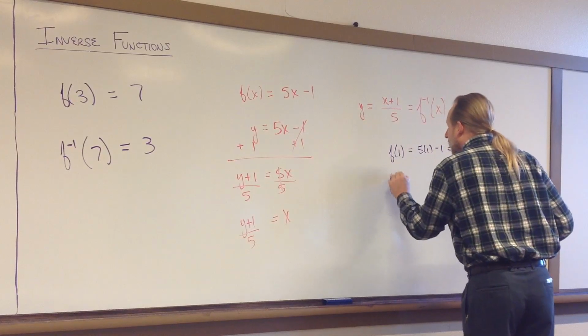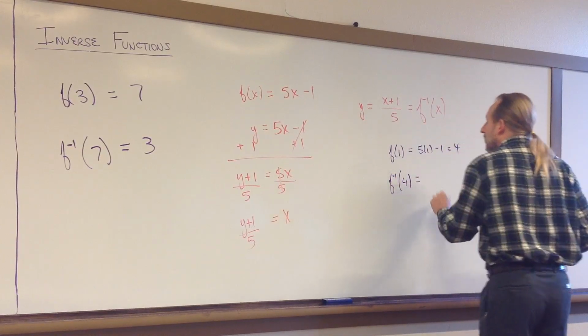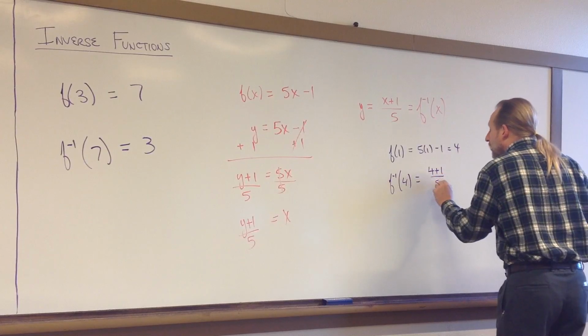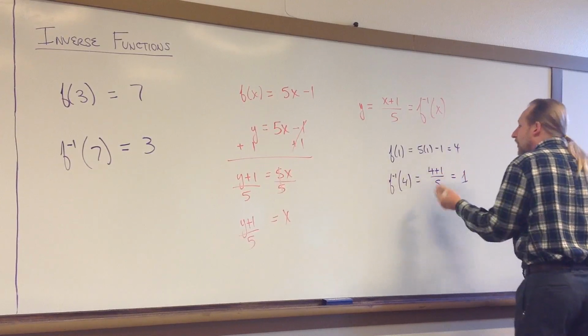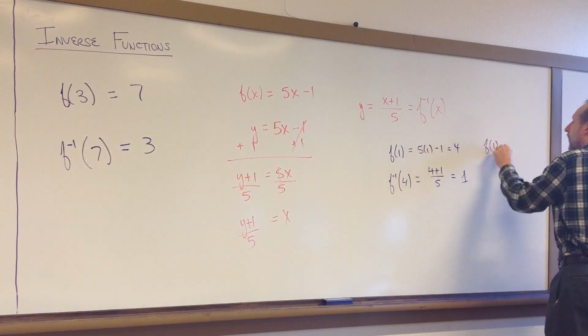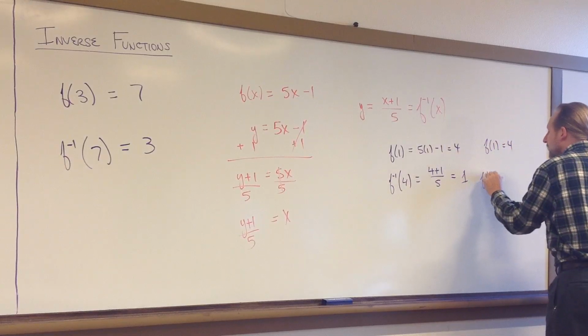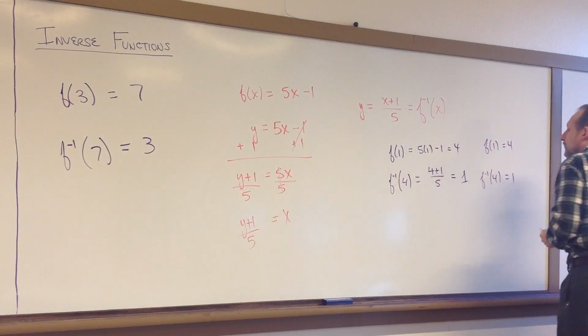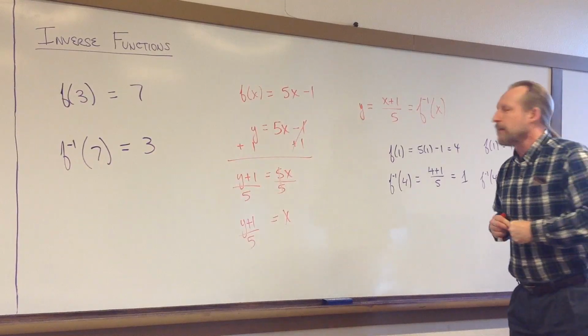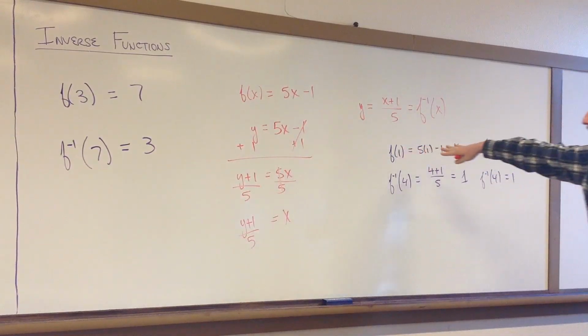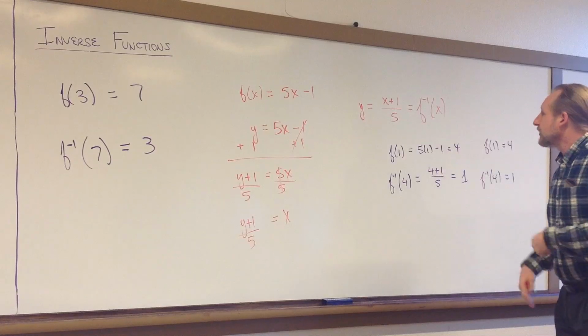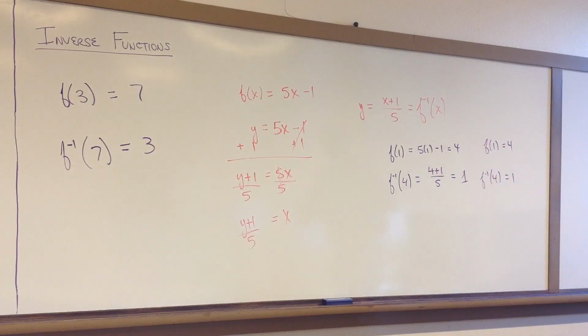Okay. What about f inverse of 4? 4 plus 1 over 5. 5 over 5 is 1. So yeah, f of 1 is 4. F inverse of 4 is equal to 1. And it shouldn't just happen for one ordered pair. It should happen for all ordered pairs in the function.